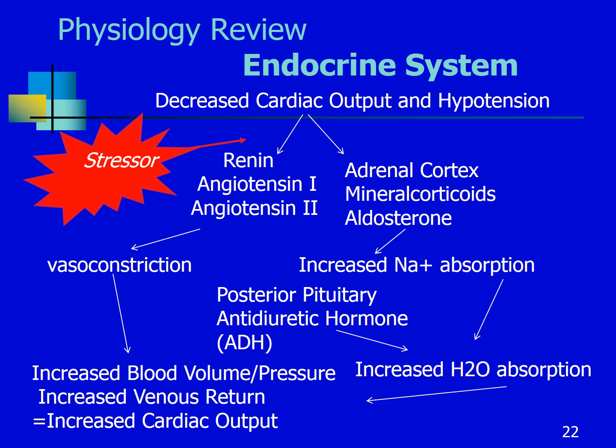Because my cardiac output is low, I'm hypotensive, I don't want to diurese. I want to hold on to it because I have less of my cardiac output. I've just lost, in this example that we use, 1,000 cc. All right, next slide.